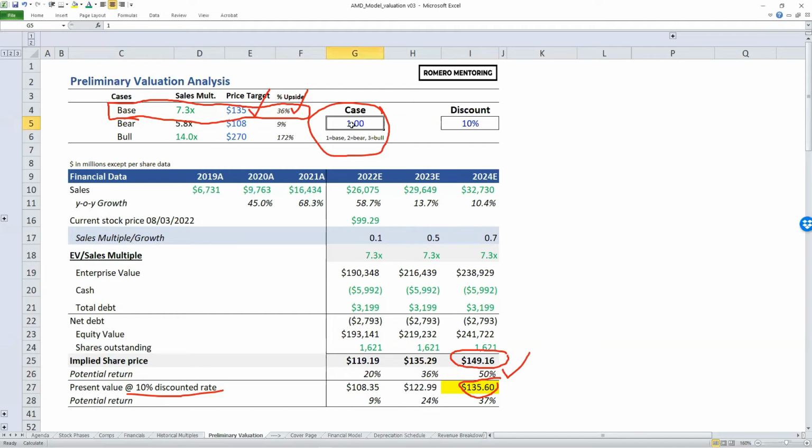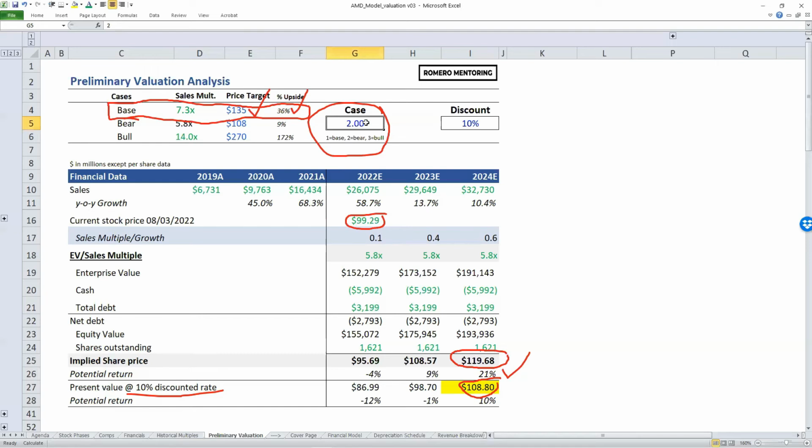If I change it to my bear scenario, we continue into a recession, things deepen, is worse than expected. This stock can potentially be at 119 over the next 3 years. So the worst case scenario is still better than where the stock is currently trading at right now, which is $99. Okay, so even in my worst case scenario, the stock intrinsic value should be above $99. That's just the worst case scenario that I'm pricing right here.